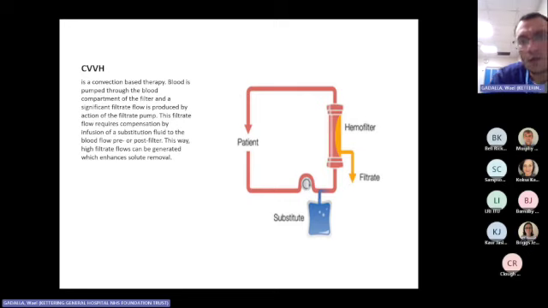So this is how it looks. The blood comes from the patient, and then we add the substitute. The substitute or the solvent will drag the waste and go to the filtrate, and the rest of the blood is returned back to the patient.